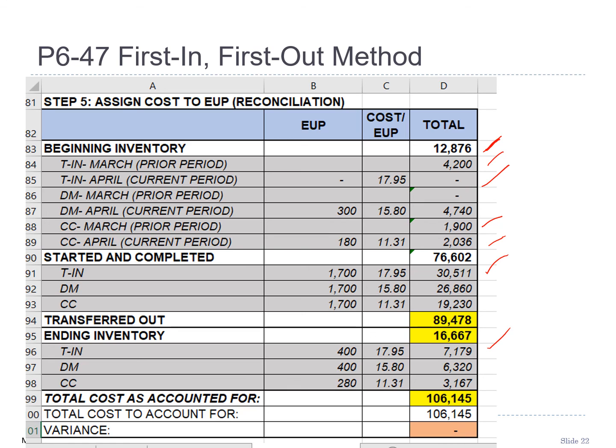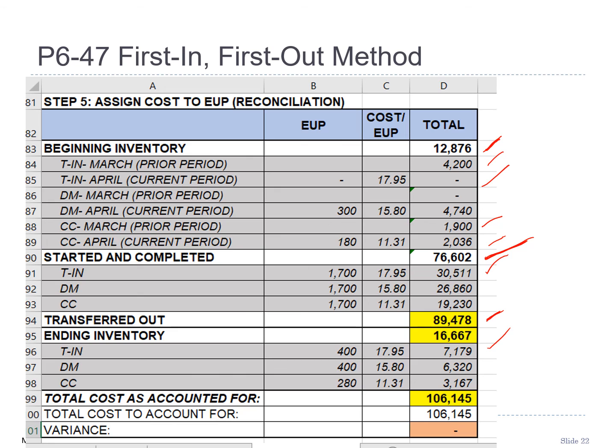Started and completed. So, pare-pareho 1,7. So, pwede sanang gamitin dito yung total itong tatlo, nung 17.95 plus 15.8 plus 11.3. Pwedeng i-multiply na lang sa 1,7. Lalabas pa rin itong 76,602. Pero, kinumpit ko lang separately. 76,602 plus 12,876. Lalabas yung transferred out na 89,478.